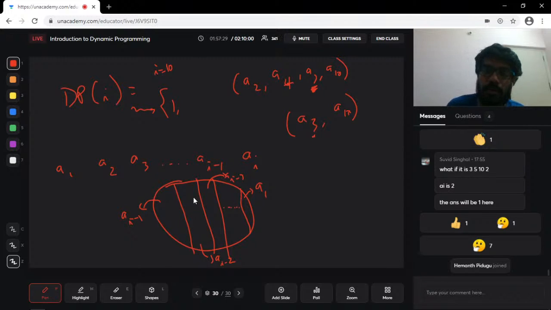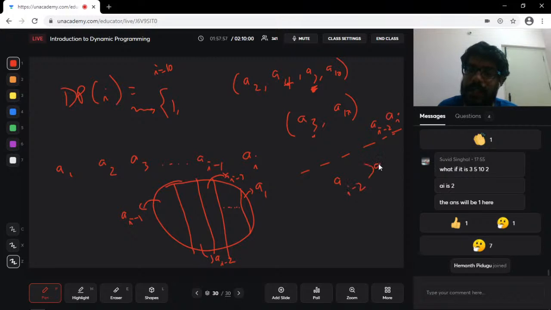Now let's focus on, say, the second bag. The second bag has all those increasing subsequences in which the last two elements are A(I-2) and AI. I don't know its length, but what I do know is that the last element is definitely AI, and the element before it is A(I-2). All such increasing subsequences I'll put into this bag. But what happens if A(I-2) is greater than AI? Then this bag is basically going to be an empty bag.